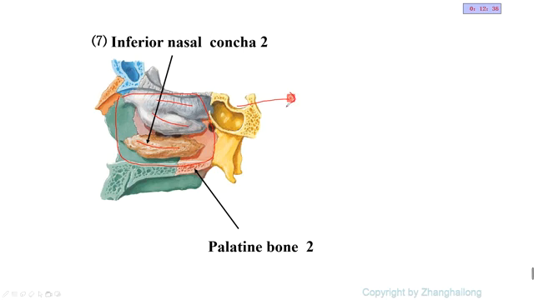You know the ethmoid bone has a horizontal plate, a vertical plate, and the two lateral sides are the labyrinth, the ethmoid labyrinth. Okay, and here is the inferior nasal concha connected with the lateral wall, but it's a separate bone. Yes, it's one bone. You see here is the palatine bone, horizontal plate, vertical plate.